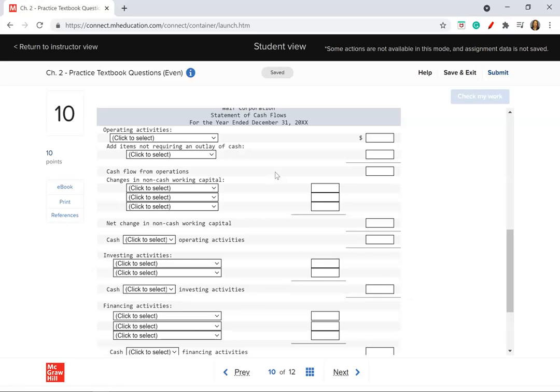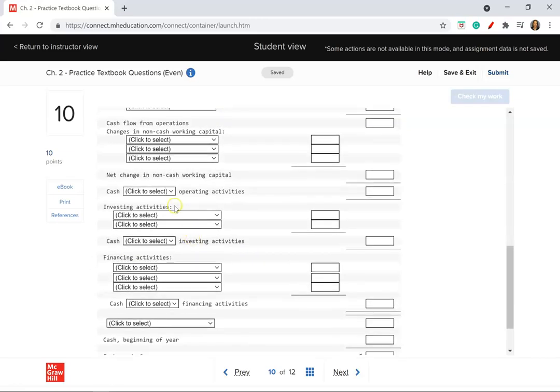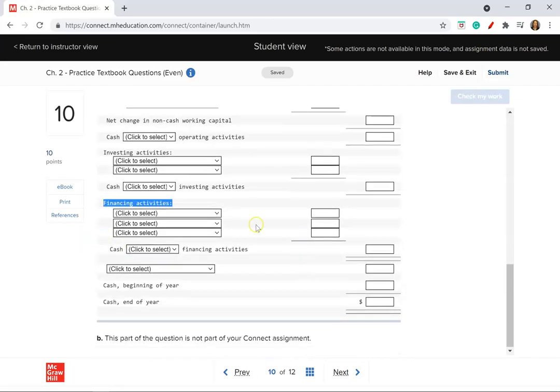The cash flow statement is divided into 3 sections. So the first section is operating activities, the second section is investing activities, and the third section is financing activities. And then at the very bottom of our cash flow statement, we have our cash beginning of the year, our cash at the end of the year, and then our change in cash. So I always like to start at the bottom of the statement and just pick things off of the balance sheet and income statement as I go along.